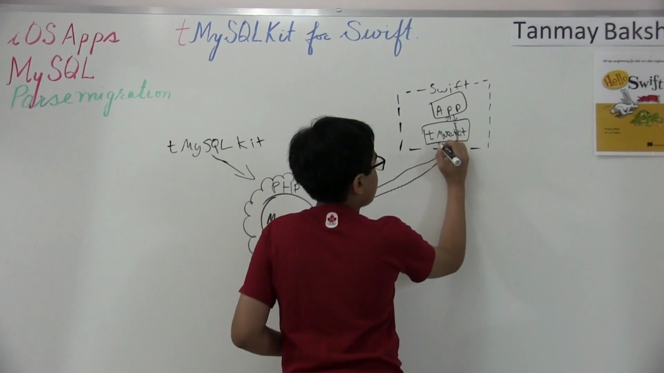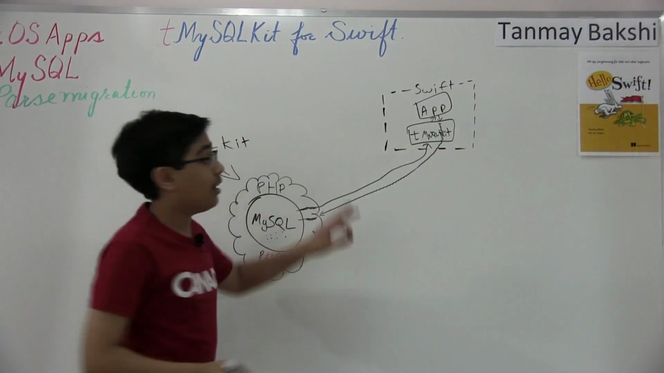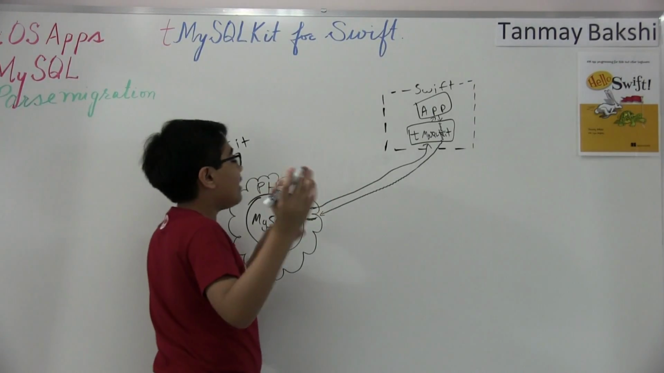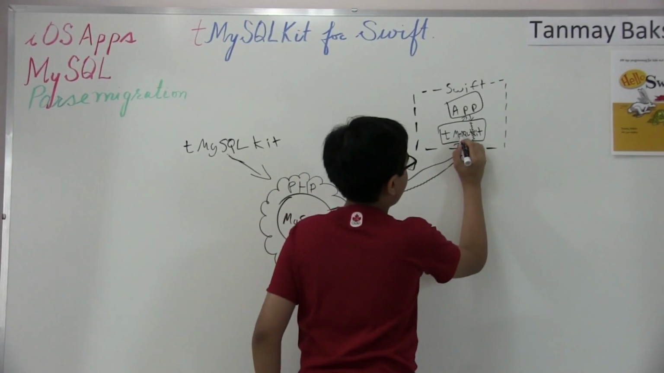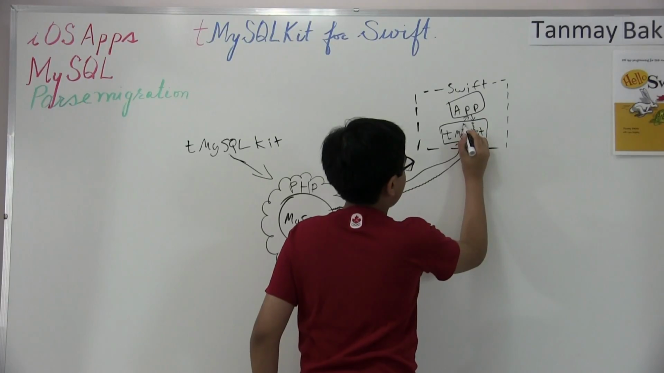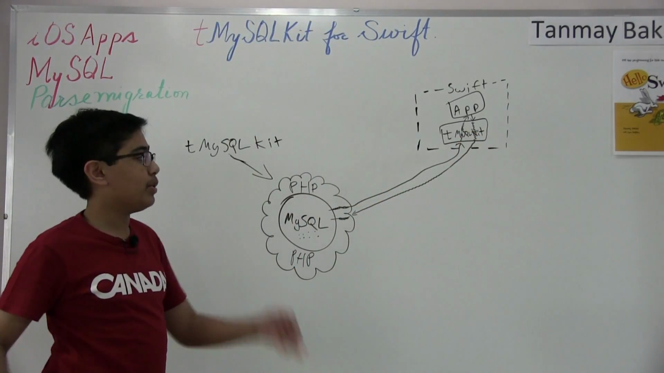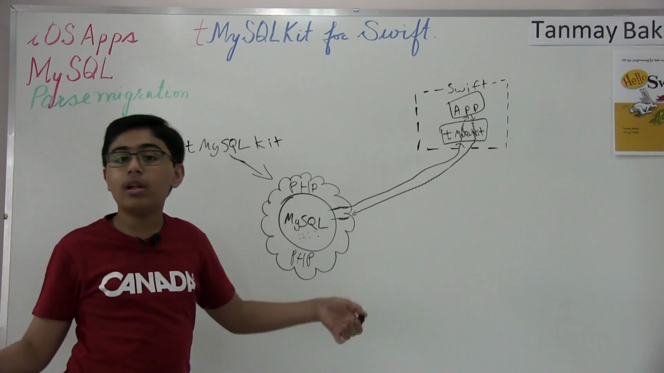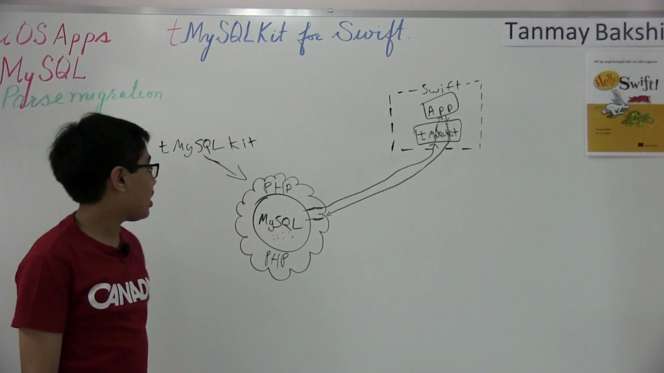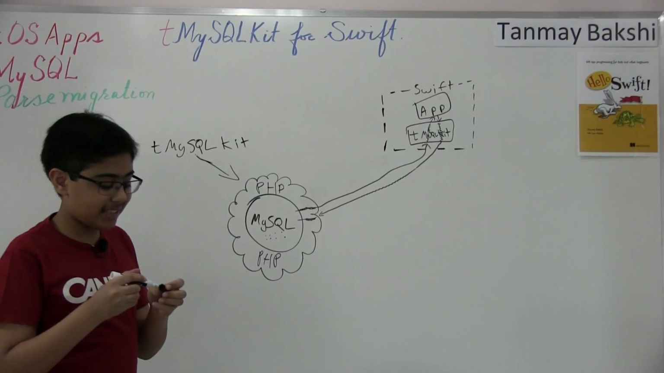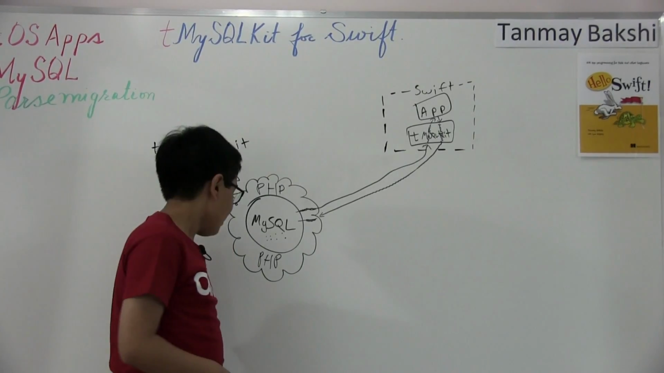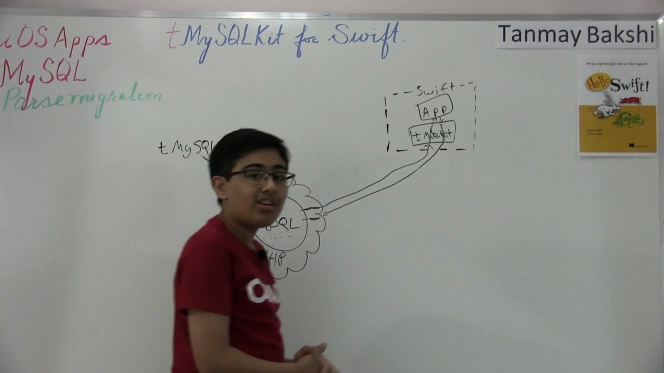And essentially this goes to the tMySQLKit on the Swift end, and then finally, after some processing and conversions, it goes back to your application where you feel just at home communicating with MySQL. And it doesn't even look like it's actually communicating with a server, just seems like it's running locally on Swift. And that is essentially what I'm going to be showing you how to do.